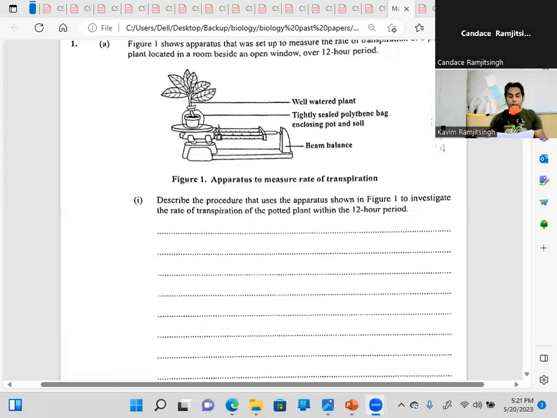With reference to the carbon cycle, suggest 2 strategies. We'll look at planting more trees and regulating the emissions from the factories. Okay.